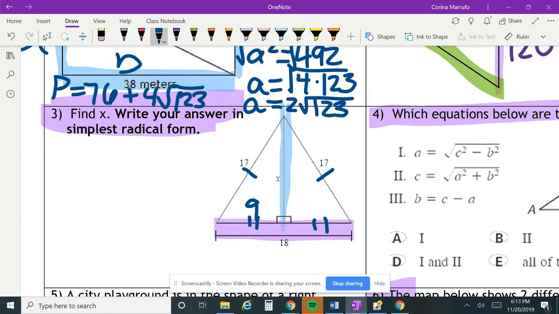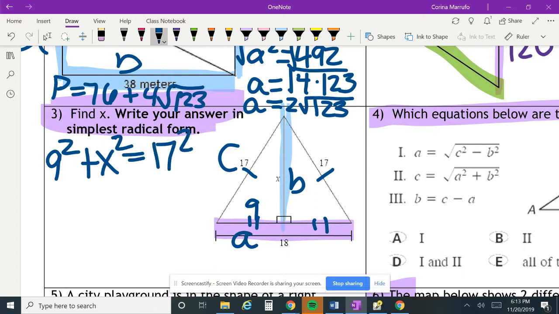So now we can use a squared plus b squared equals c squared. This is my a, this is my b, and this is my c. So we can use 9 squared plus x squared equals 17 squared. 9 squared is 81 plus x squared equals, and then 17 squared is 289.